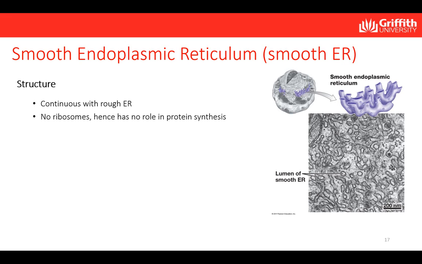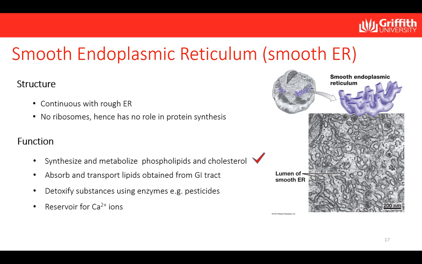Continuous with the rough endoplasmic reticulum is the smooth endoplasmic reticulum. The smooth endoplasmic reticulum does not have any ribosomes, and hence it does not play a part in protein synthesis. Instead, it plays a key role in the synthesis and metabolism of phospholipids and cholesterol. It absorbs and transports lipids obtained from the gastrointestinal tract, and it detoxifies substances such as pesticides using enzymes. It also acts as a reservoir for calcium ions, storing and releasing calcium during muscle contractions.